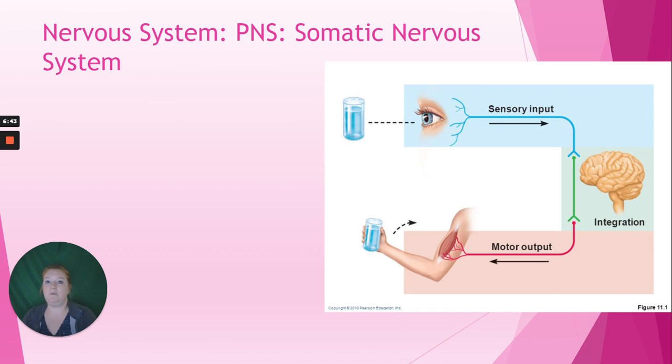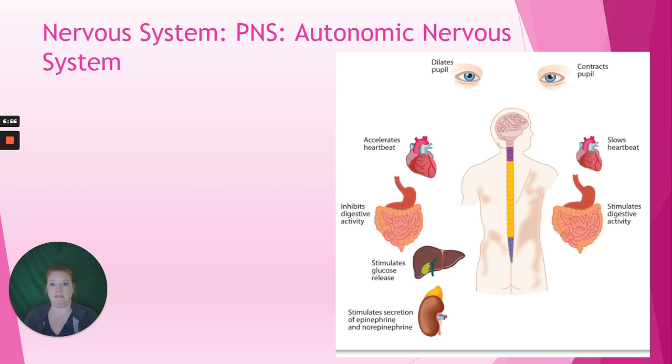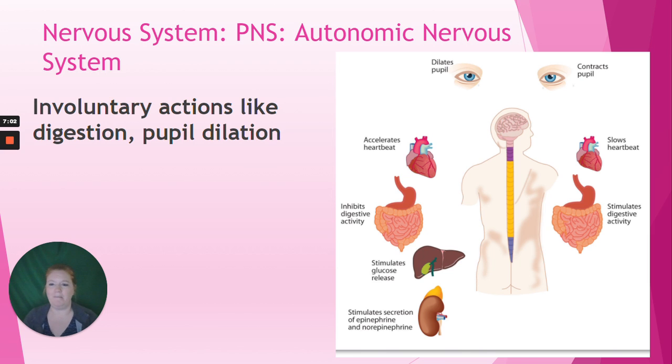So the peripheral nervous system is divided into two main parts. We have somatic. That's like stuff you want to do, voluntary, like walk and talk and type and pick up your phone and all kinds of things. And then there's the autonomic nervous system. I think it sounds like automatic. So it's involuntary actions like digestion and whether or not your pupils dilate when someone shines light in them.